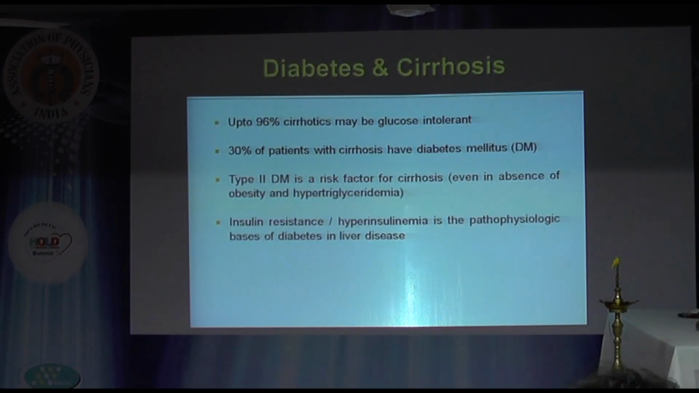What about the other way around? What about diabetes in patients who have got cirrhosis? Well, up to 96% of the cirrhotics may be glucose intolerant. So glucose intolerance is common. 30% of patients with cirrhosis will have diabetes mellitus. So that is the other way around. So it is a risk factor for cirrhosis, and again the key pathogenic mechanism is insulin resistance, hyperinsulinemia.